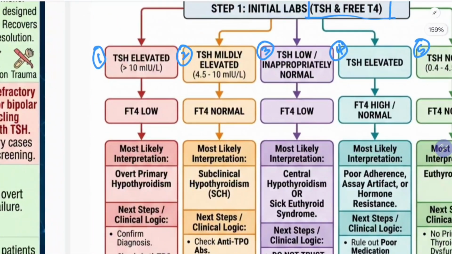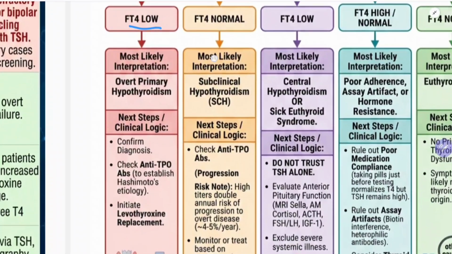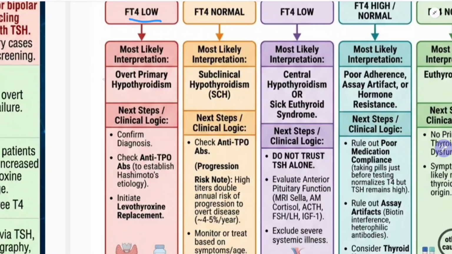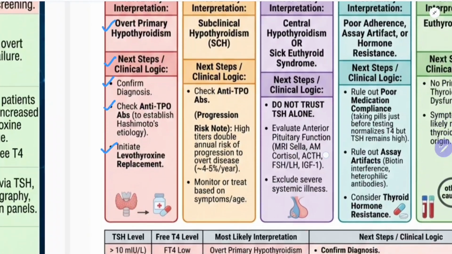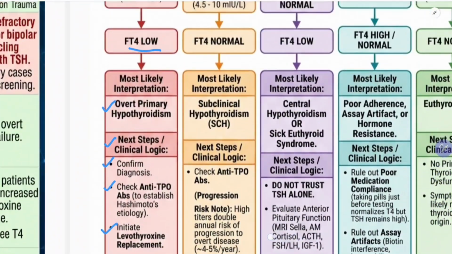So number 1 is TSH is elevated more than 10 units and FT4 is low. That means the most likely interpretation is overt primary hypothyroidism, meaning the patient is having symptoms and is having primary hypothyroidism. What are the next steps? Confirm the diagnosis. Check the anti-TPO antibodies to establish Hashimoto's etiology and initiate levothyroxine replacement. So this is the next important step.